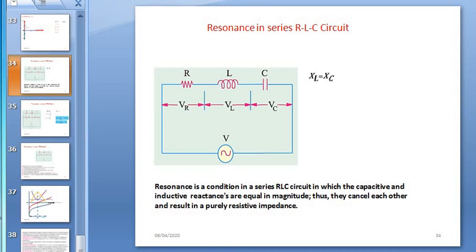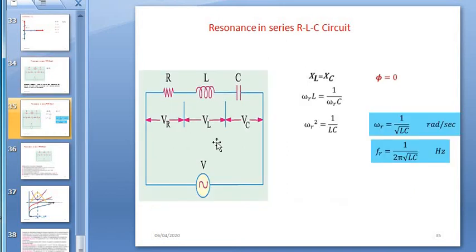Resonance is a condition in a series RLC circuit in which the capacitive and inductive reactances are equal in magnitude. Thus they cancel each other and result in a purely resistive impedance. This is just like the third case of the RLC series circuit. When XL is equal to XC, we can say that it is resonance in an RLC series circuit.